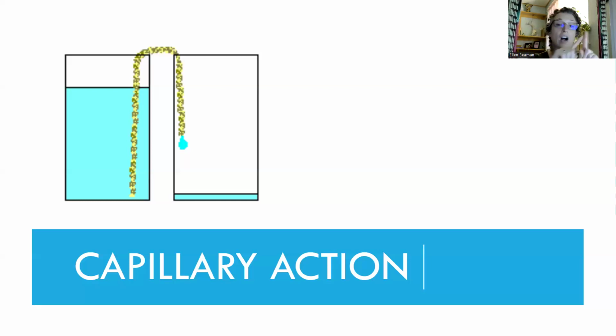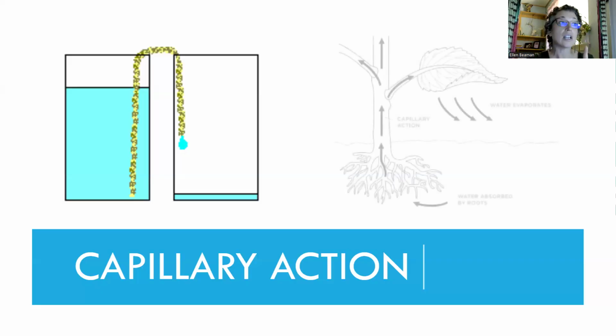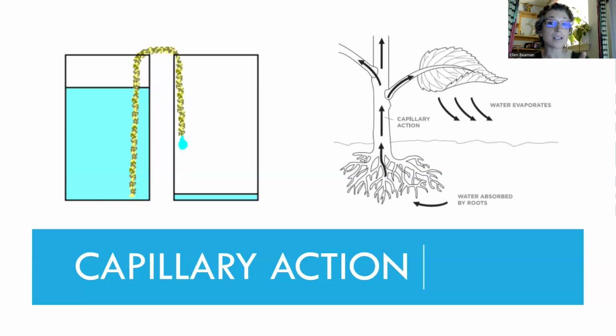Water will move up through the fibrous material and drop down into the empty glass until the two glasses have an equal amount of water in each of them and they have reached equilibrium. That is capillary action, water moving through fibrous material against the forces of gravity to reach an area that has less water in it. And this is how it works in plants.